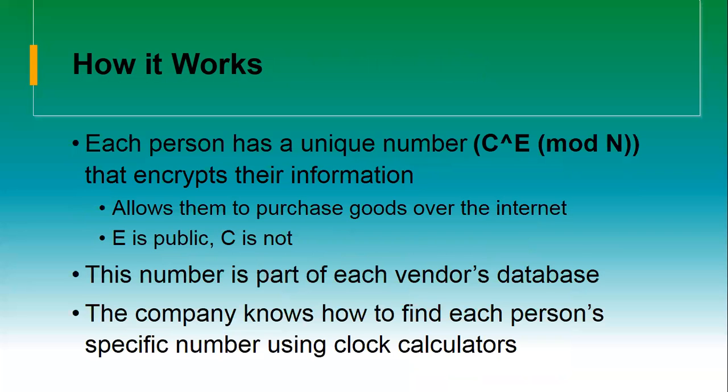What this number that you have is part of each vendor's database, and the company, using properties of factoring and basically shuffling the numbers, knows how to find each person's specific number using clock calculators.